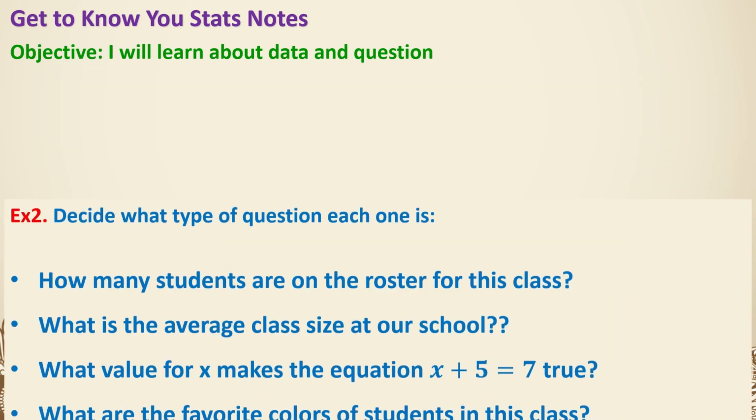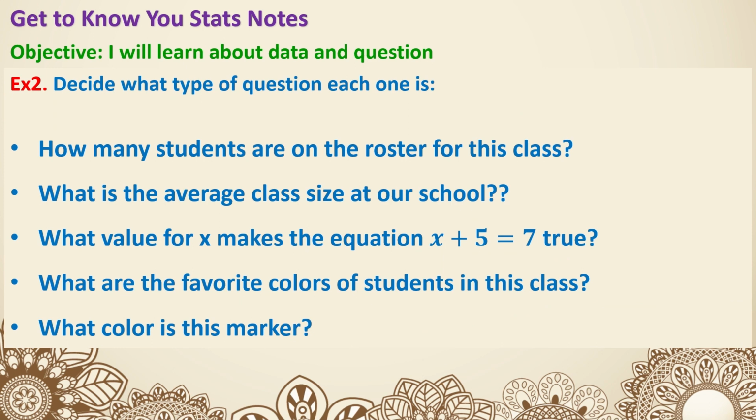So now let's see some examples. Decide what type of question each one is. How many students are on the roster for this class? I mean, if we actually look at it, you have a roster and you just count how many students, clearly that is going to be non-statistical.